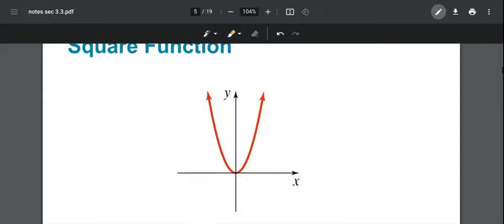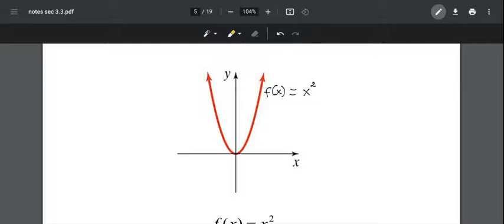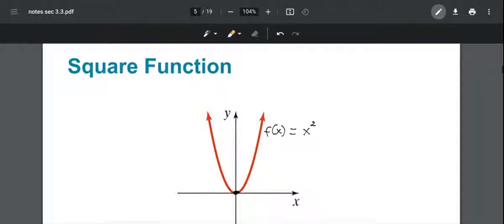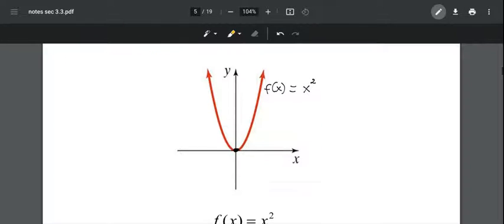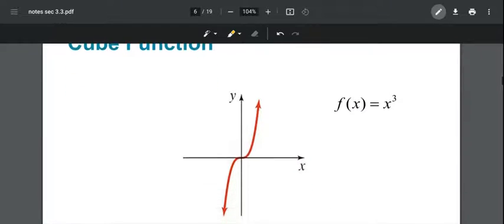The next graph which we need to know is the square function, f of x equal x squared. This is the quadratic function. We will talk more later about the quadratic function, but we have a vertex here at the origin. This function has y-axis symmetry, which means it's symmetric with respect to the y-axis. It's an even function. You see the basic graphs, and of course we have transformations of those graphs.